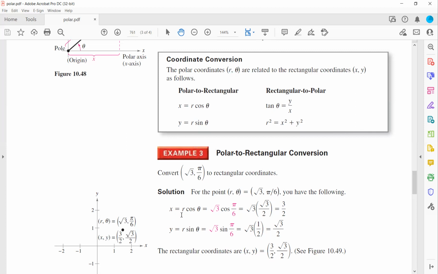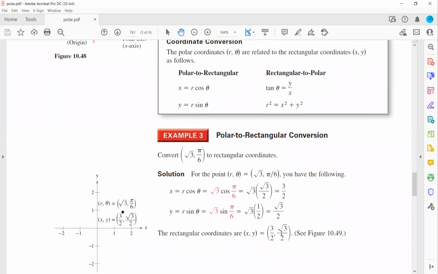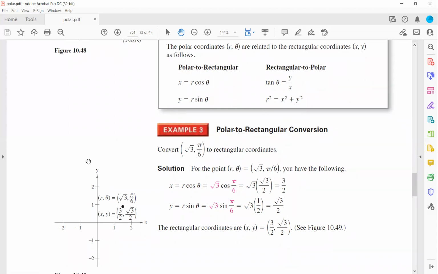x is equal to √3 times cosine of π/6, and y is √3 times sine of π/6. Well, we plug them in, calculate sine and cosine, and the outcome is: my x is 3/2 and my y is √3/2. In the xy world, you have x and y. In the polar world, you have √3 and π/6.